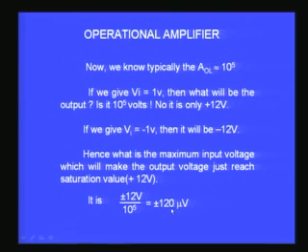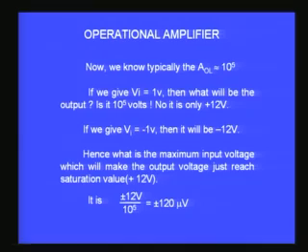So, this is the maximum range of input voltages that I can give, for which the operational amplifier will perform like a normal amplifier. Output will be related to input by a factor which is called the open loop gain. If I give any voltage beyond this plus or minus 120 microvolt, you would find the output will saturate at plus 12 volts or minus 12 volts depending upon the polarity of the input, right.